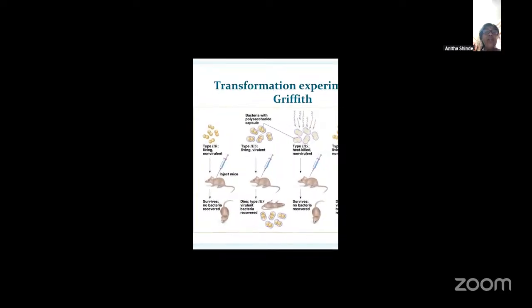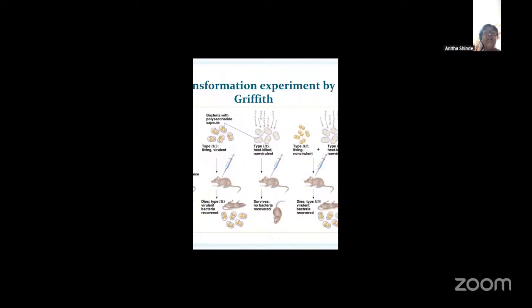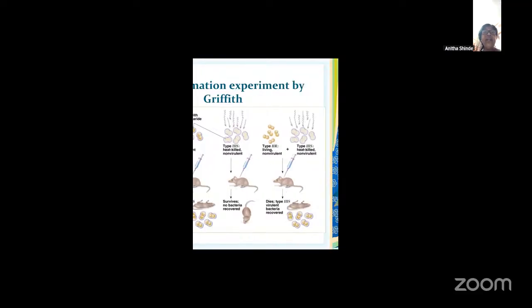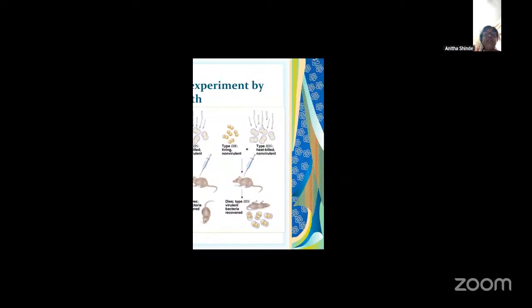So here, see the bacteria, the prokaryote cell: living virulent, then heat-killed virulent, then living non-virulent, heat-killed non-virulent. Like this. Now we'll see the mechanism over here. Now, bacterial transformation without the mice. Here they do not involve mice in the experiment. The figure shows mice, but here they are explaining the bacterial transformation without the involvement of mice.